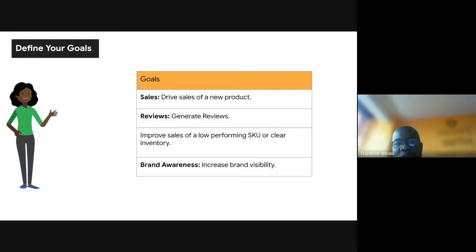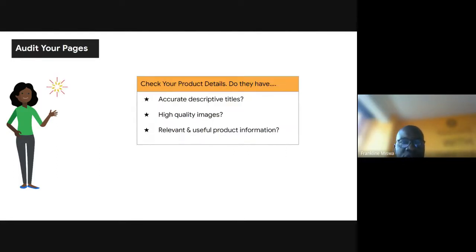Okay, I hope it's clear up to that particular point. Those are more or less the goals. In terms of auditing your pages, because we are online, the person doesn't have access to the physical product when they make a purchase. So there are key things that you, as a seller, have to do. Very important.